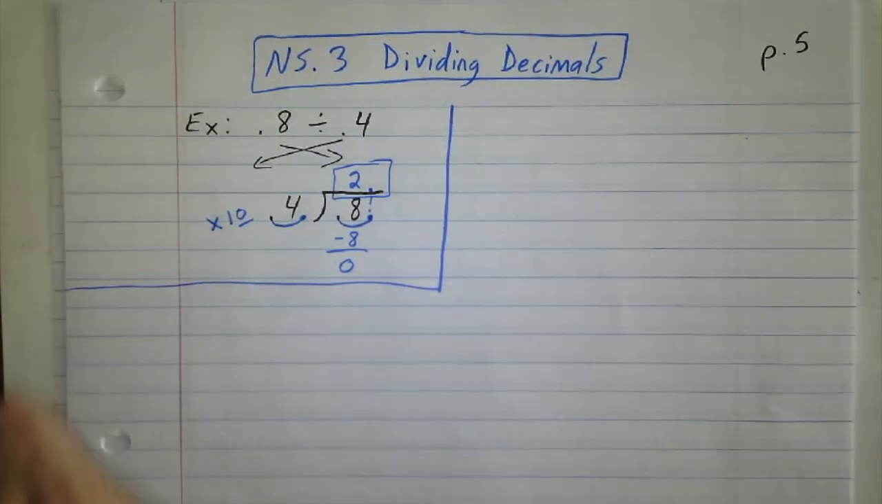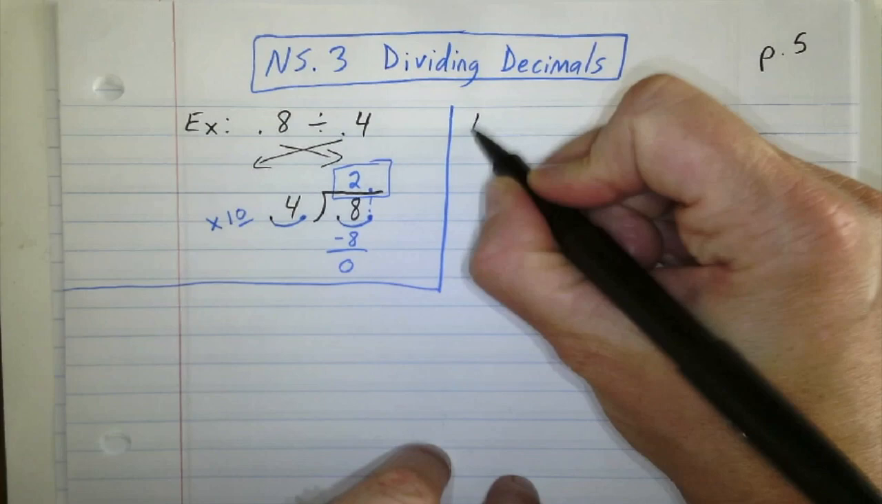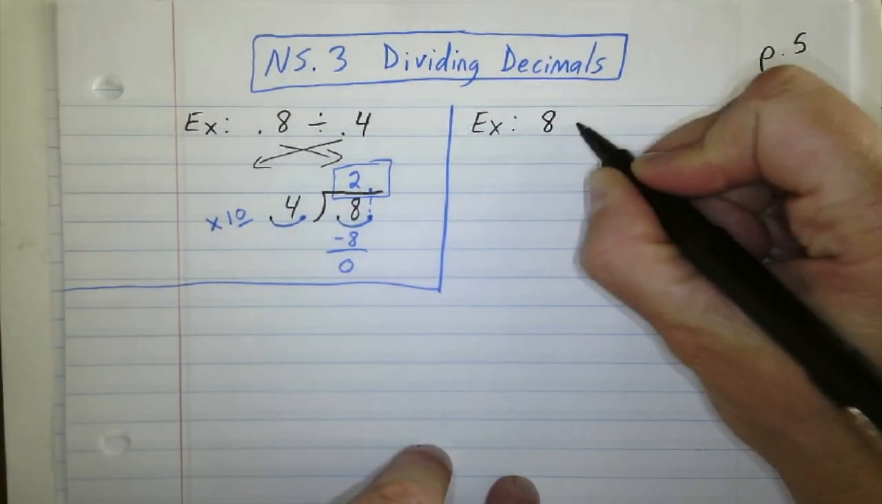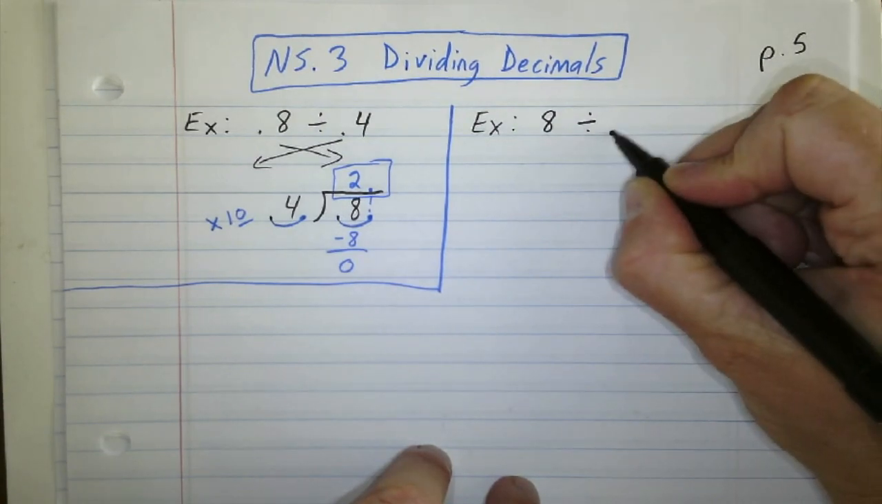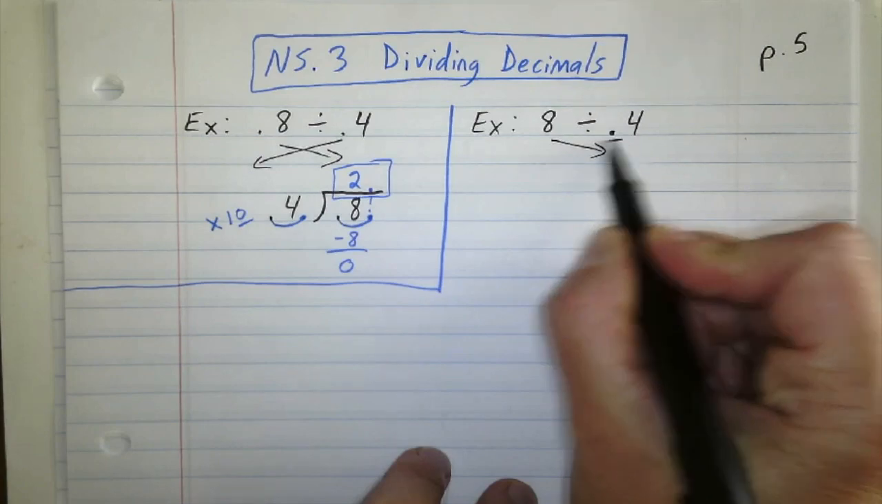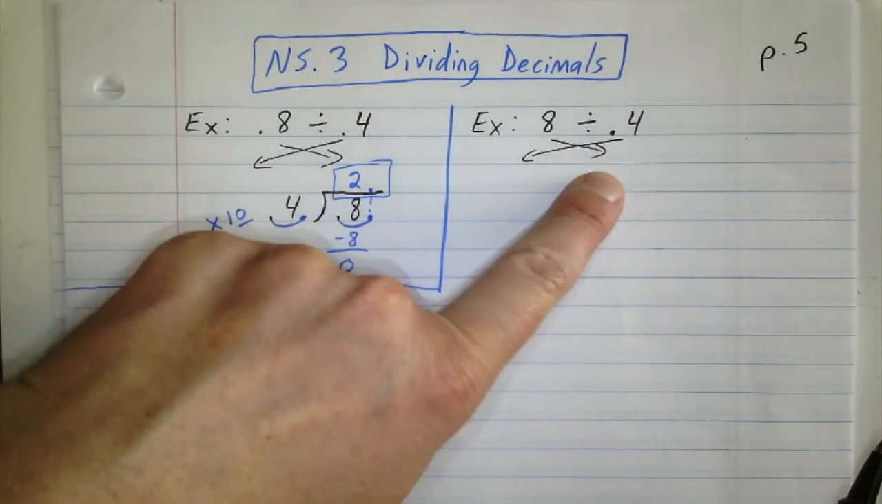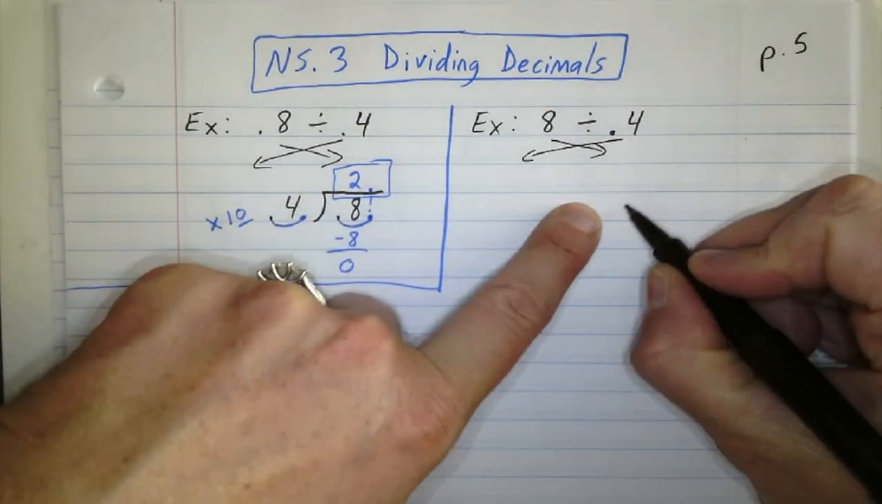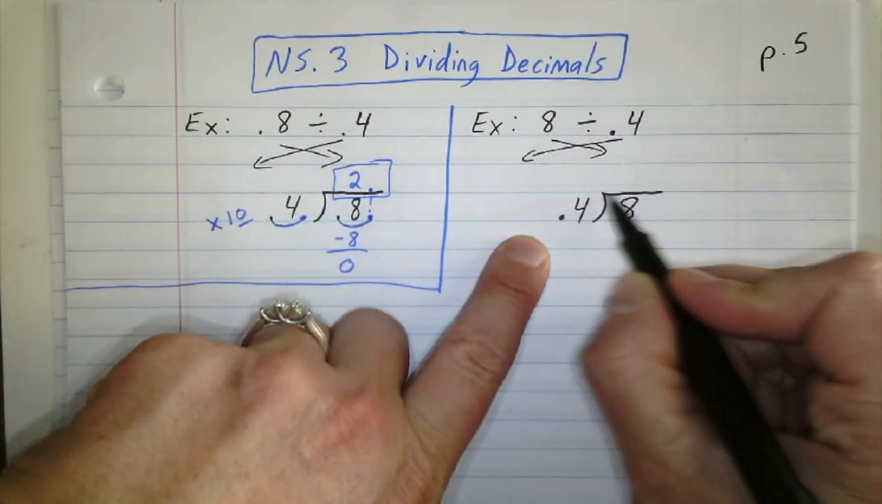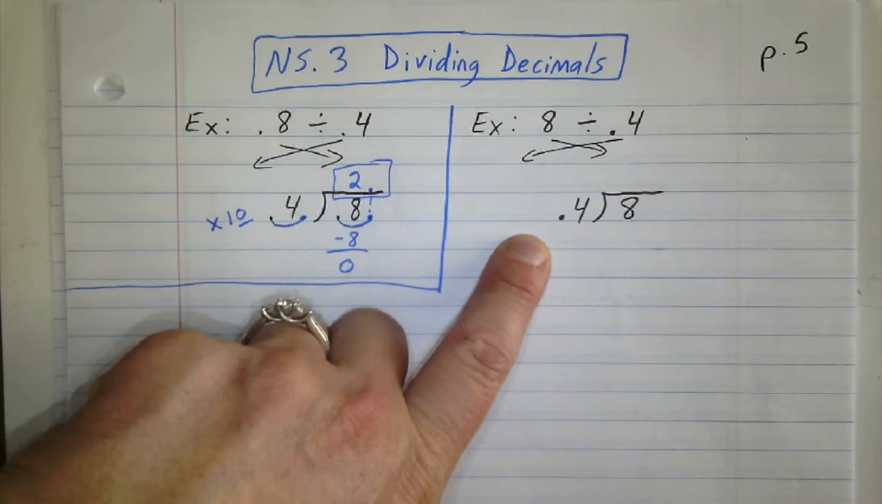The next example I'm going to do over to the right. The example is 8 divided by 0.4. Remember, first one in, second one out. Leave a space for your answer. Come down another line. We have 8 divided by 0.4. Notice I'm tracing the blue line. I'm writing in the spaces nice and neat.